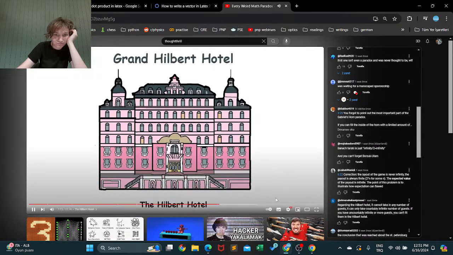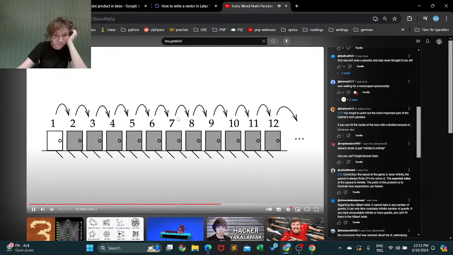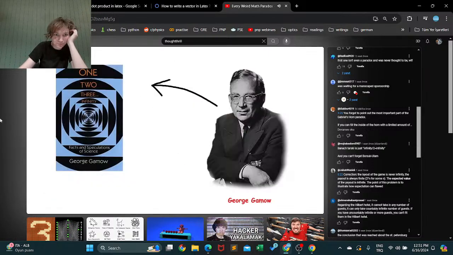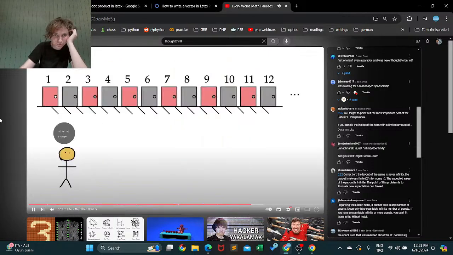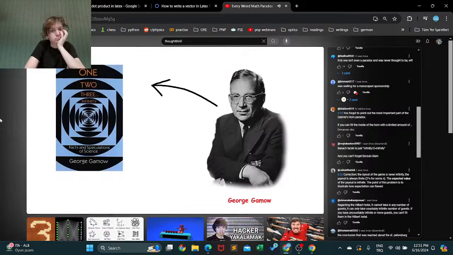The Hilbert Hotel. Imagine a hotel with an infinite number of rooms, each numbered from 1 and upwards without any limit. This means there's always room for every number you can think of, forever, infinity. The idea was introduced by David Hilbert in a 1925 lecture, Über das Unendliche, and was popularized through George Gamow's 1947 book One, Two, Three, Infinity.